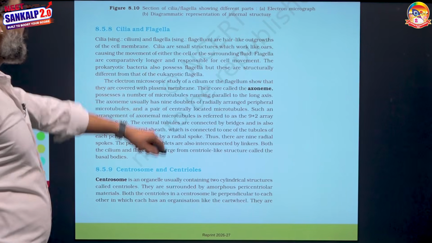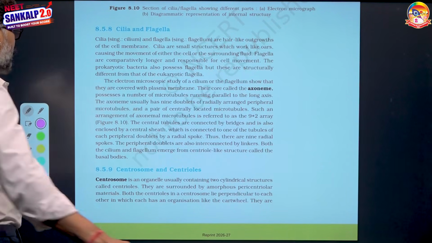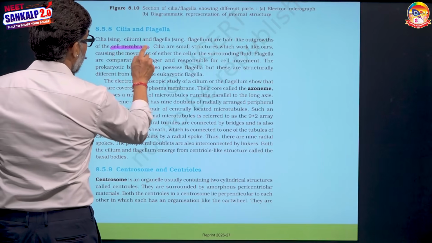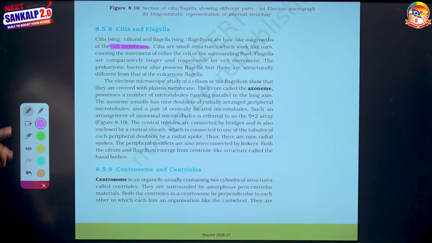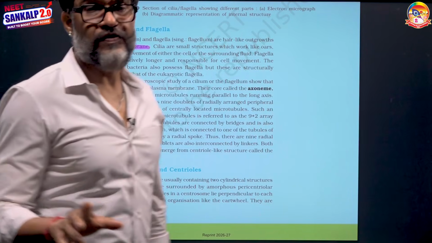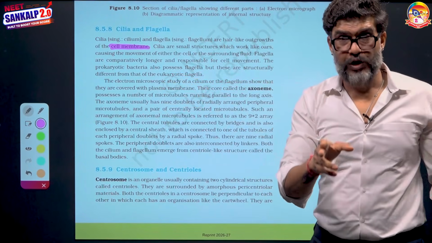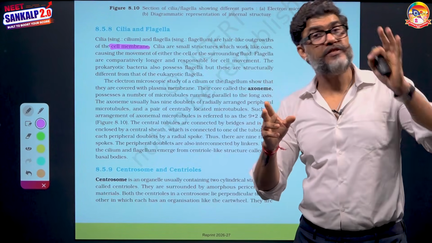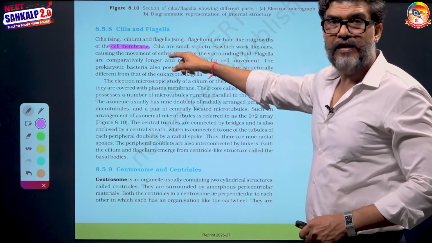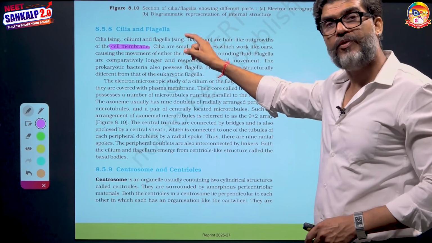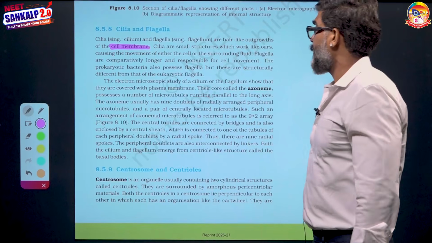Cilia and flagella are hair-like outgrowths of the cell membrane. I told you already that in the case of eukaryotic cells, cilia and flagella are extensions of the cell membrane, while in prokaryotic cells, they are extensions of the cell wall. Why are they here extensions of the cell membrane? Because they remain covered with plasma membrane.